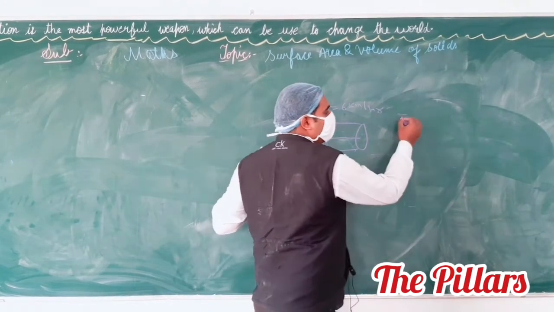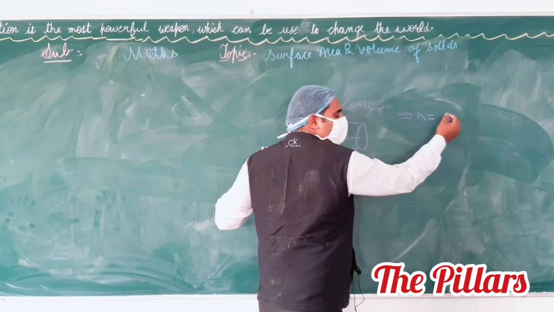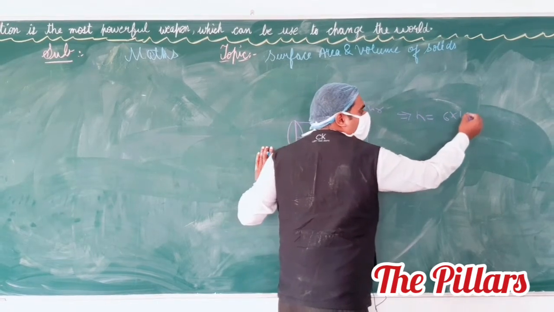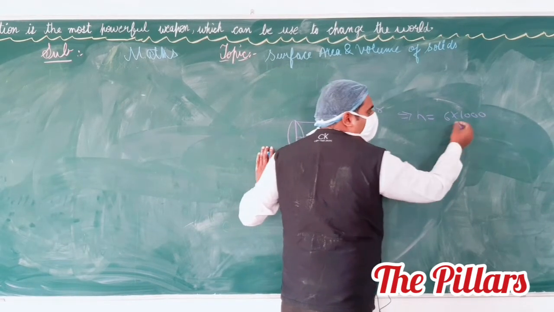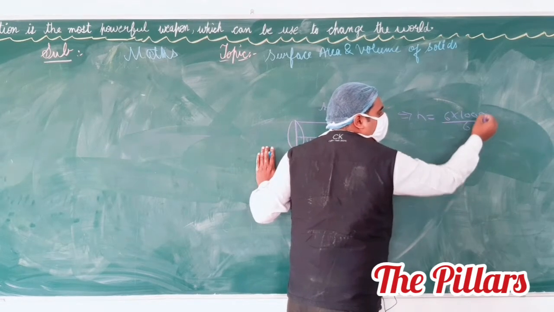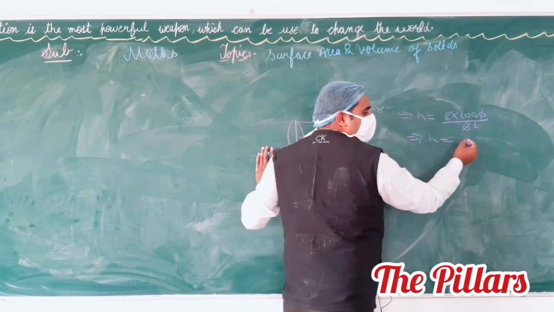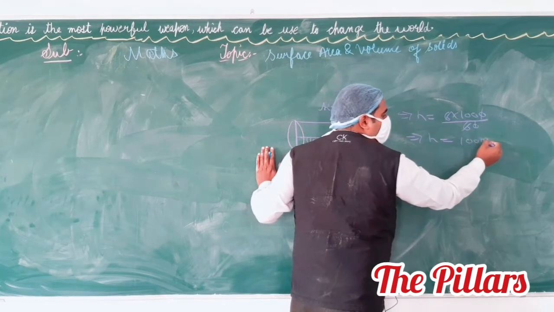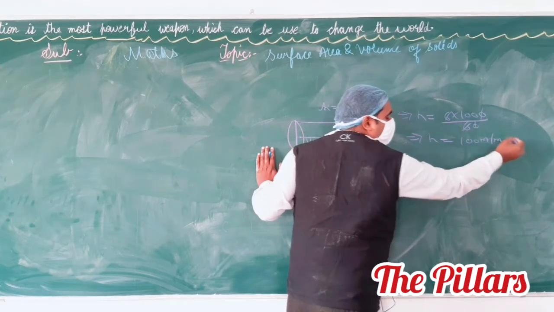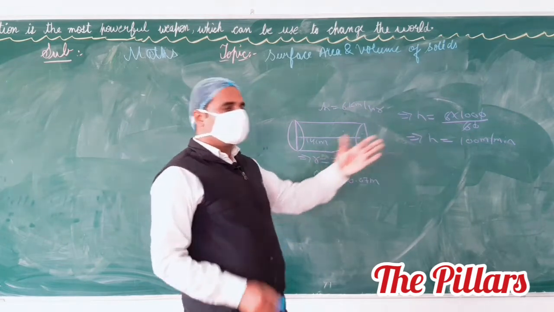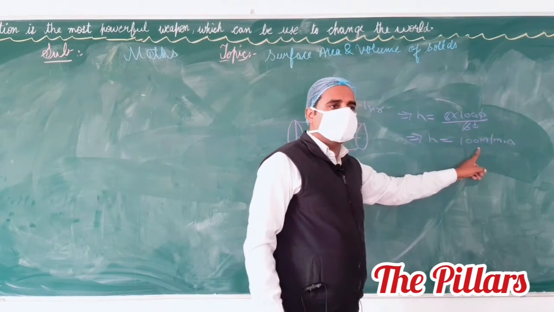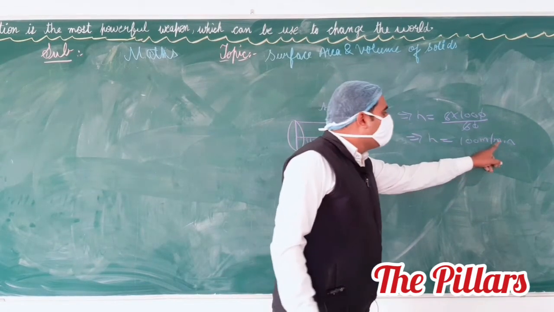This implies that the value of h equals to 6 multiplied by 1000 divided by 60. This implies that the value of h is 100 meter per minute. You see that this is the speed of the water in meter per minute.